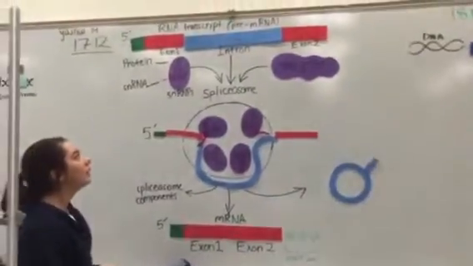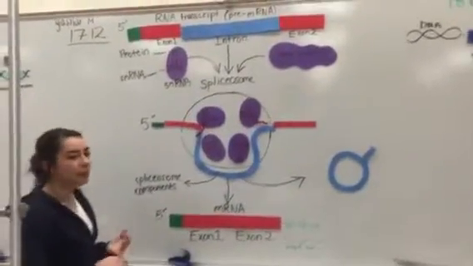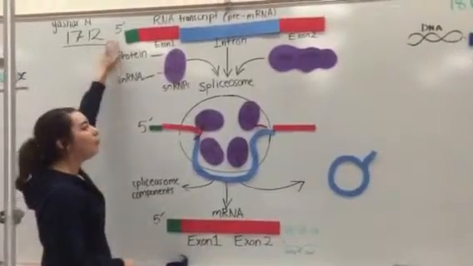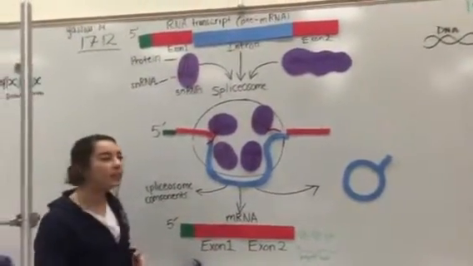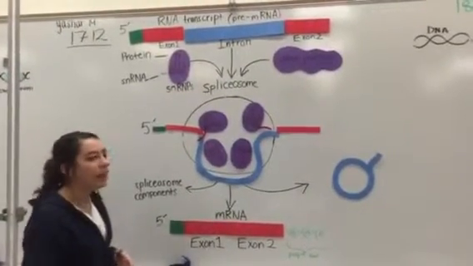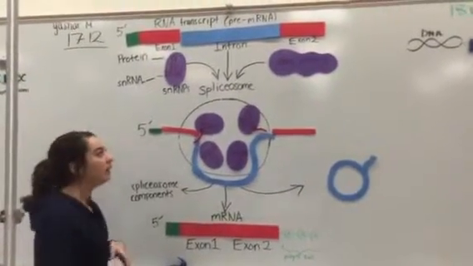Hi, so this process begins with pre-mRNA, which has a 5' cap for stability and also has exons and introns. The introns need to be cut out because they are not used for genetic coding or protein synthesis.